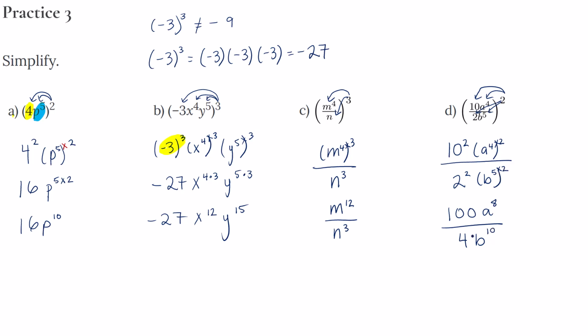We can still simplify a bit because 100 divided by 4 is 25, but we can't put the a and the b together because they have different bases.